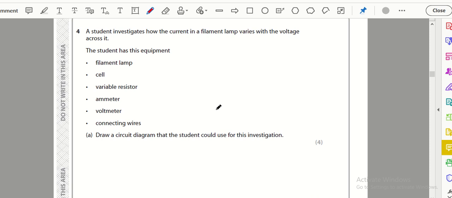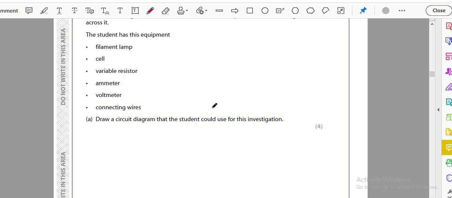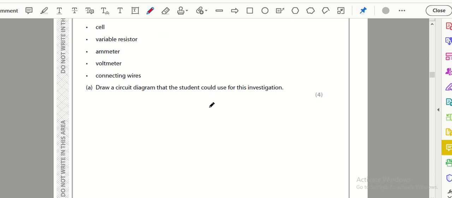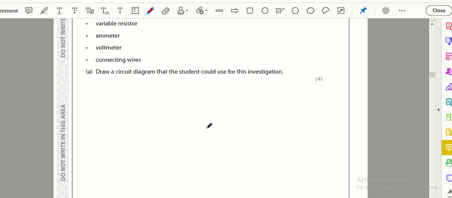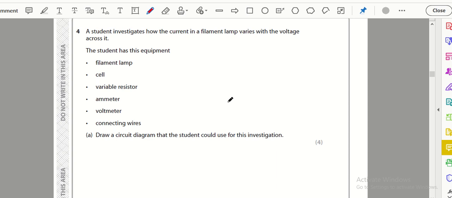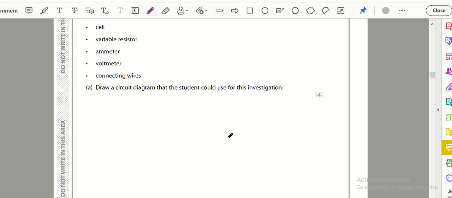A student investigates how the current in a filament varies with voltage. The student has the following equipment: a filament lamp, a cell, a resistor, a meter, a voltmeter, and connecting wire. Draw a circuit diagram that the student could use for this investigation.